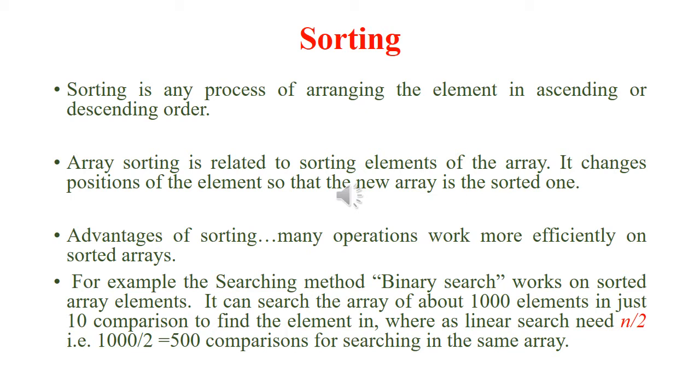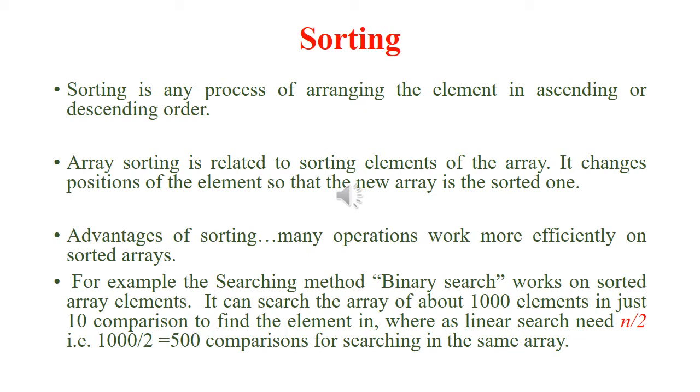So this is sorting. Sorting is a process of arranging the elements in ascending order. Generally we use ascending order. Array sorting is related to sorting the elements of the array. It changes the position of the elements so that the new array is a sorted one. So in arrays, when we do the sorting, we move the elements. We interchange the elements so that when we complete the sorting, we get a new array that is a sorted one.